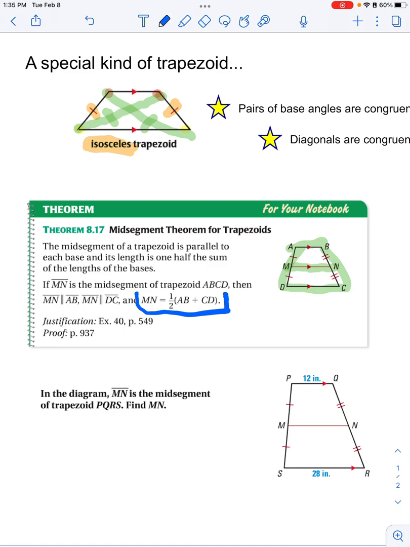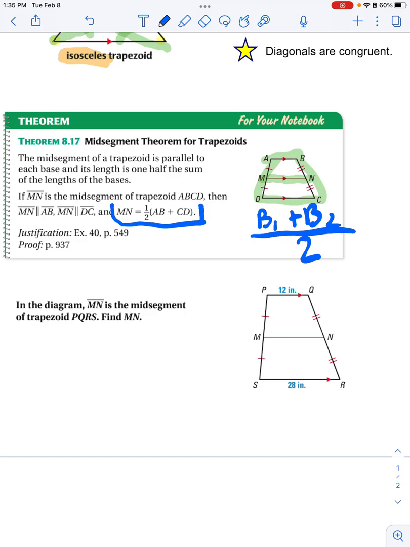A more generic way to say that is your midsegment is going to be B1 plus B2 divided by 2. So again, whatever my top base is, and whatever my bottom base is, I add them and divide by 2, and that's going to help me find my midsegment.